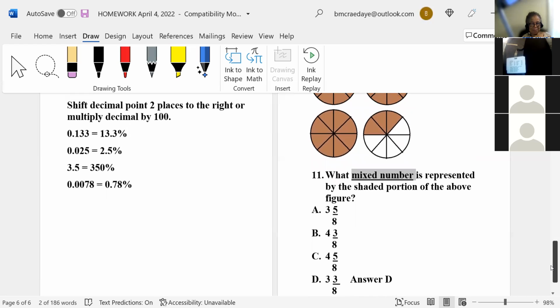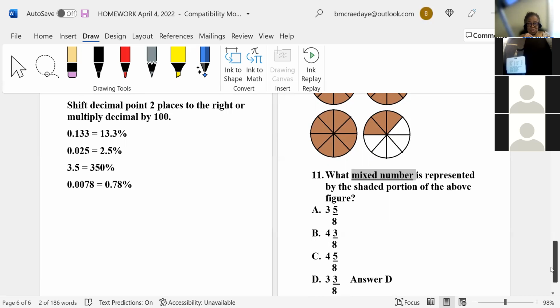I didn't look at it like that. How did you look at it, Mercedes? I just looked at the three eighths alone, the one with the eight. But you didn't read the problem and say what mixed number? What is a mixed number, Mercedes? One whole thing and what's left over. Yes, a whole number and a fraction.